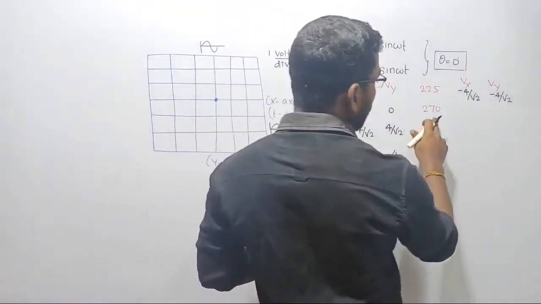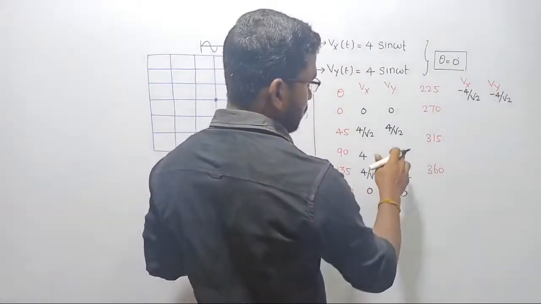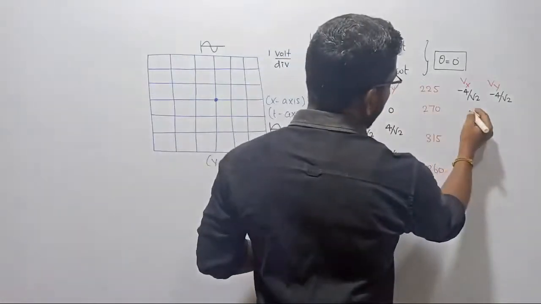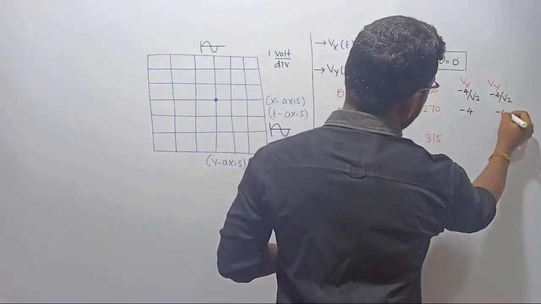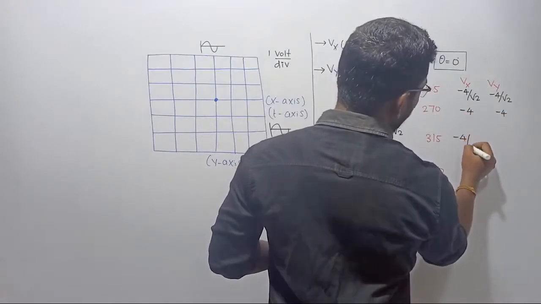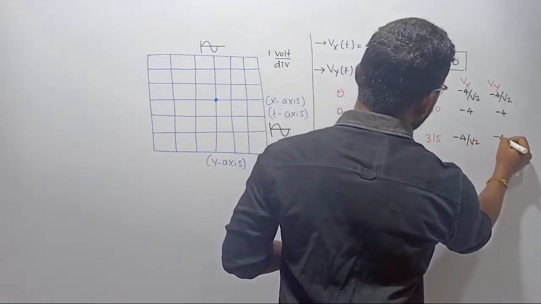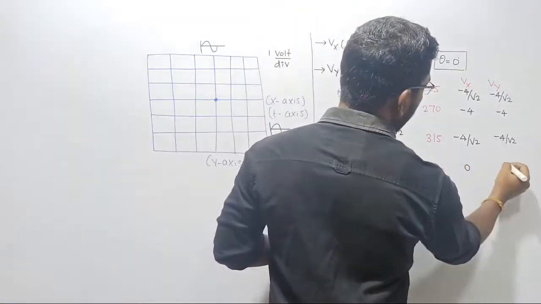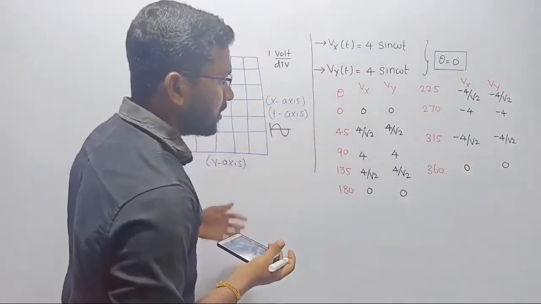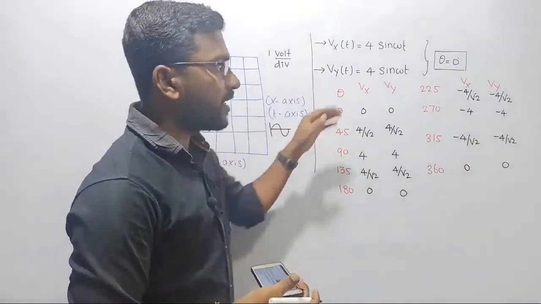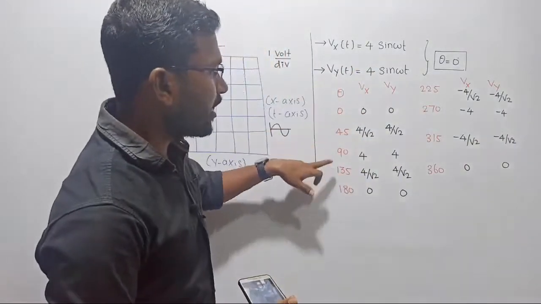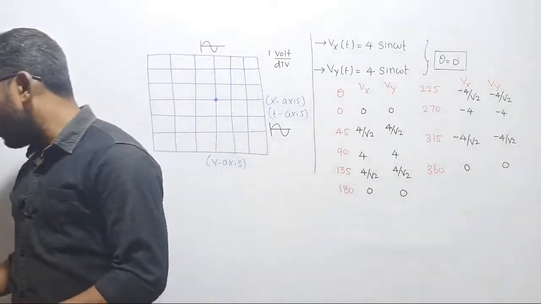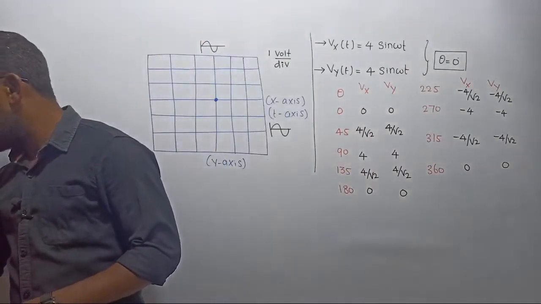Next, let us observe at 270. Sine 270 is again minus 1, right? Minus 1 into 4 becomes minus 4. This is going to be minus 4, and this is again minus 4 by root 2, and this is also minus 4 by root 2. And here at 360, again the sinusoidal value will become 0. So we have analyzed a complete cycle. You can just take 0, 90, 180, 270, 360. That is enough.